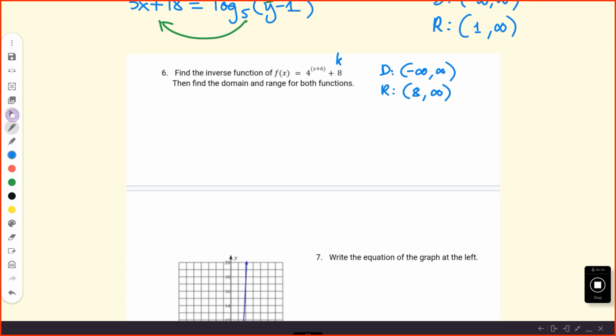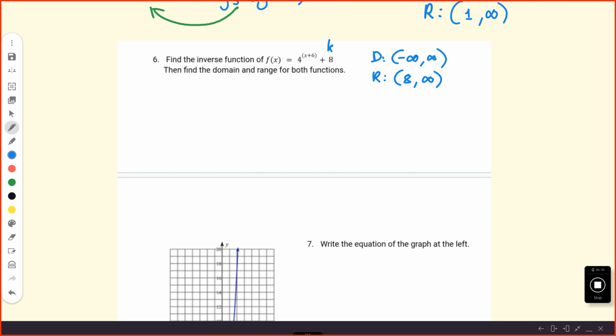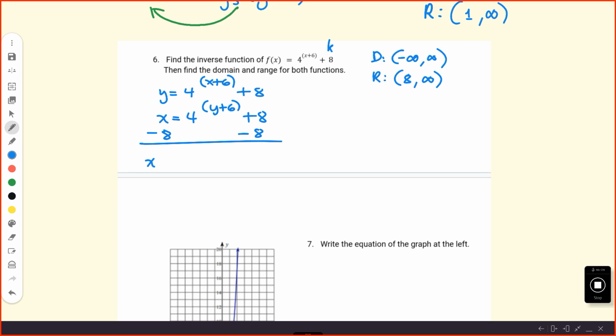All right, so now we just have to solve this. I can write this as y equals 4 to the power of x plus 6, plus 8. So what is the first step once we wrote the equation? Just switch first. Yes. And then subtract by 8. So minus 8, minus 8. So I can write this as x minus 8 equals 4 to the power of y plus 6.